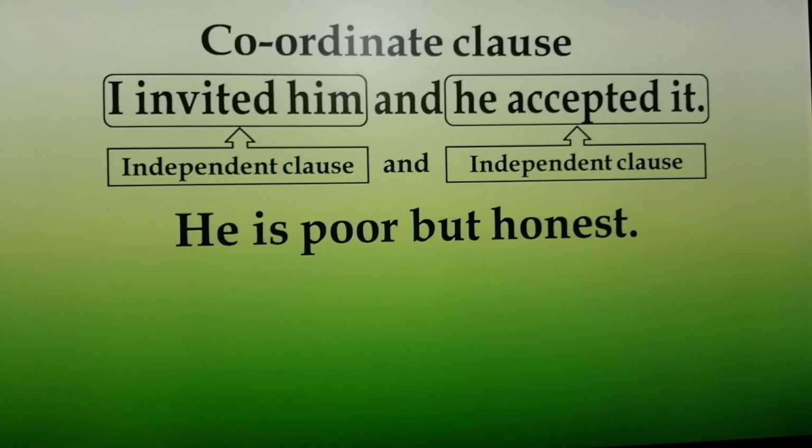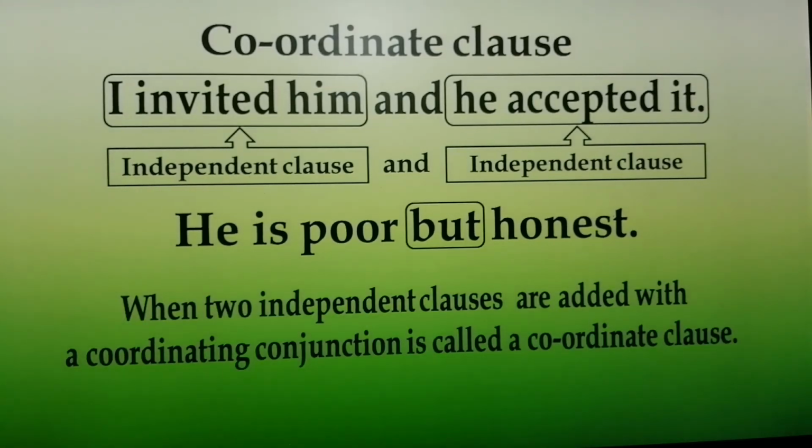He is poor but honest. When two independent clauses are added with a coordinating conjunction, it is called a coordinate clause. So students, there is nothing called a coordinate clause. Actually, when two or more principal clauses are connected with coordinating conjunctions, then they are called a coordinate clause. So a coordinate clause is actually a principal clause, but if it is added with a coordinating conjunction, it is called a coordinate clause.